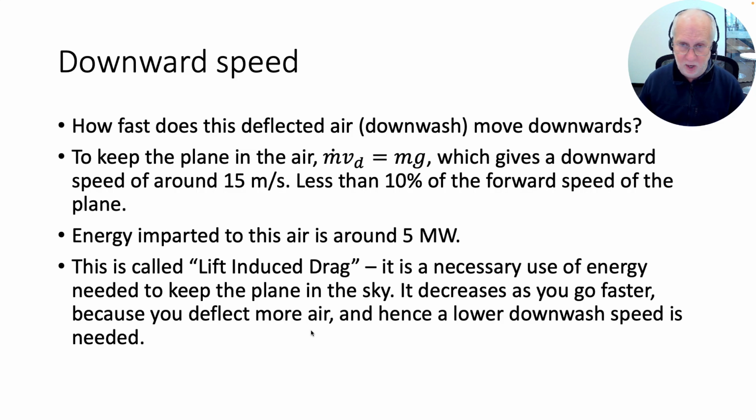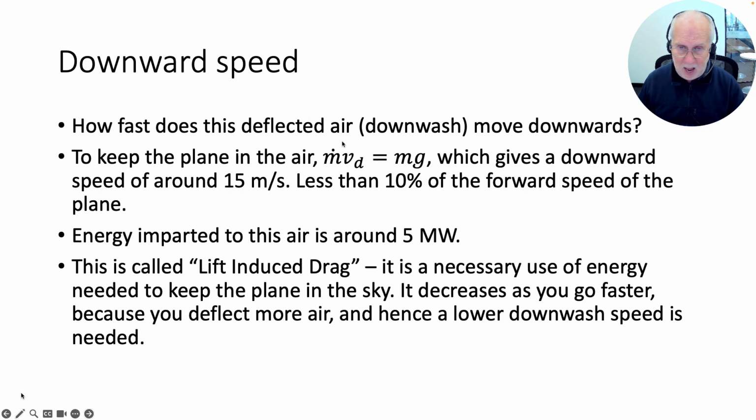So this deflected air is called the downwash. How fast does it need to move downwards? So we need m dot v equals mg, and that gives you a downward speed of about 15 meters per second, which is 50 kilometers per hour. So that's actually quite a fast downward flow of air, but it's still less than 10% the forward speed of the plane.